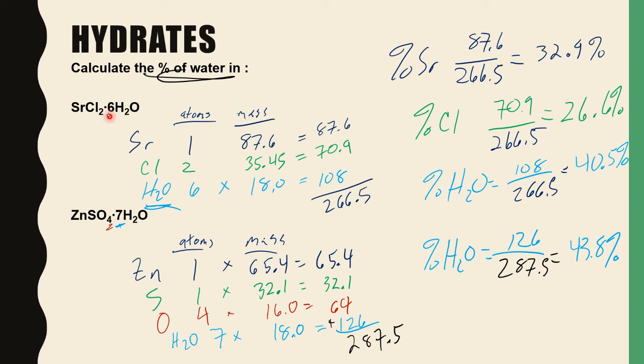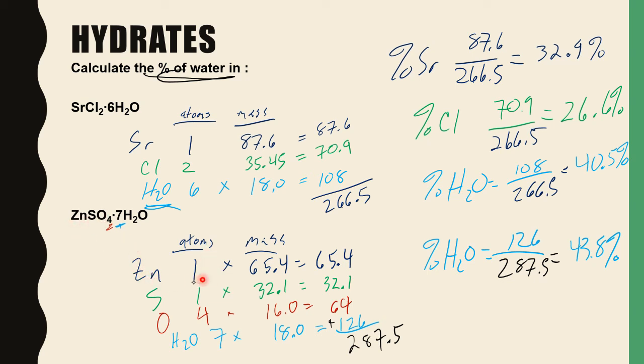So for strontium chloride, there's 1 strontium. Periodic table says 87.6 grams. There's 2 chlorines. Periodic table says 35.45 grams. And then 6 waters. Each water is 18. Add those up, and the percent water would be the 108 divided by the 266.5. And then you can figure out the percent of the other ones too if you want. All right. So this is pretty straightforward, I think. Nobody seemed to be struggling too much with this part. The next part is what I want to get into.